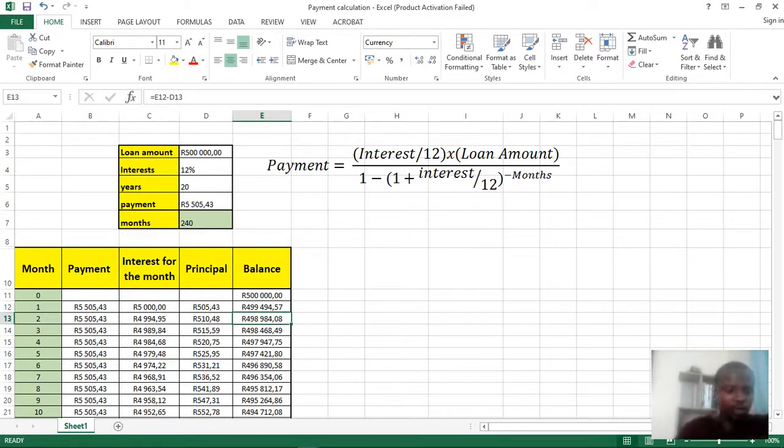In your second month, you still pay the same amount of money, but the total amount you still owe has decreased. It's 499.